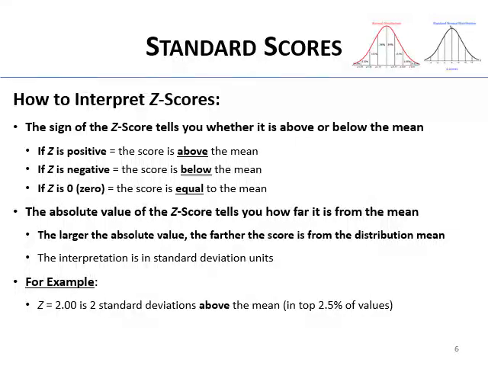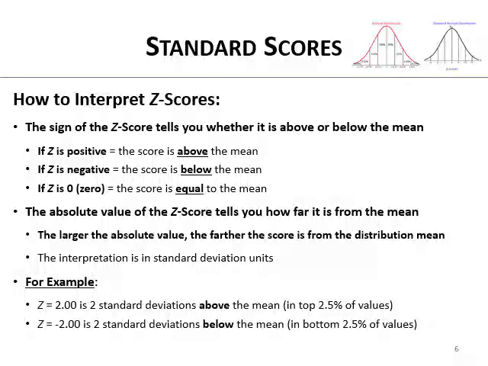So for example, a Z-score of 2 is 2 standard deviations above the mean. So it's in that top 2% of values, because you recall that the mean plus and minus 2 standard deviations is 95% of all scores, so that leaves 5% that's not within that 95%. Half of it's below, half of it's at the extreme high, so that's 2.5 on each.